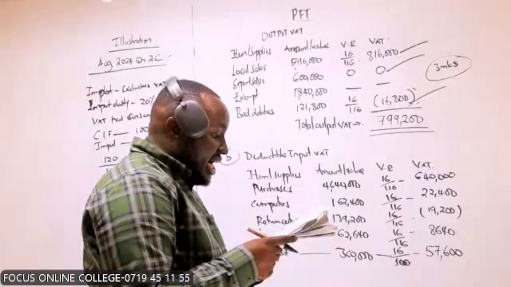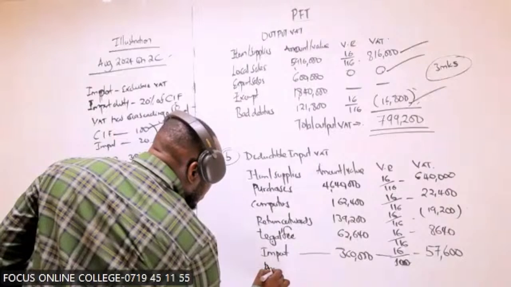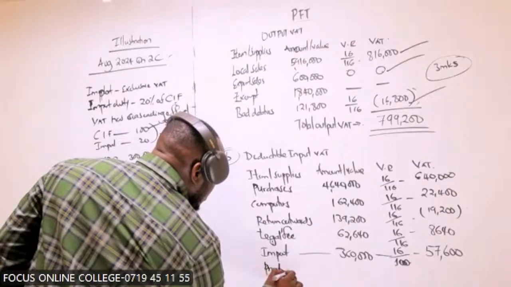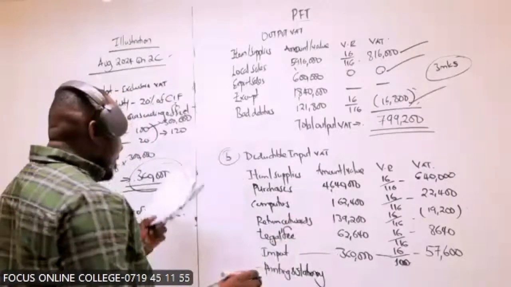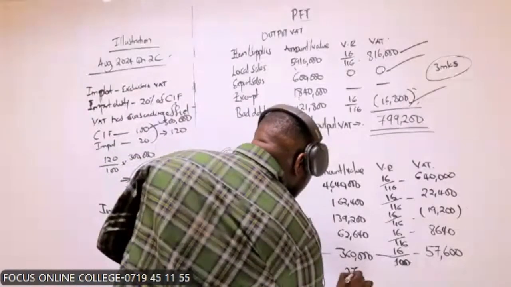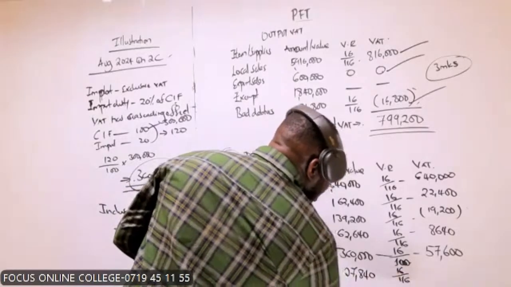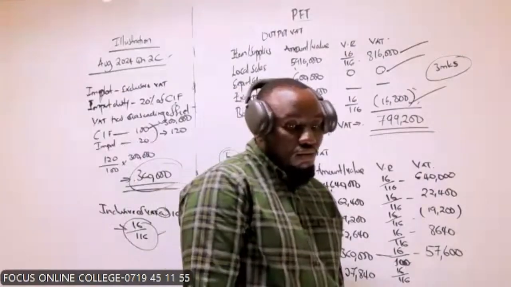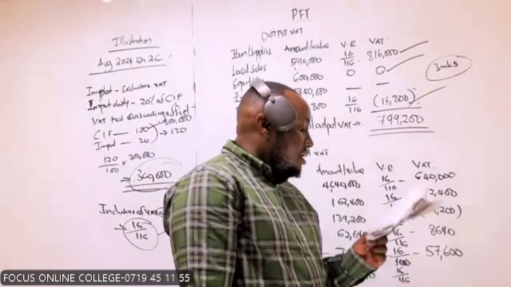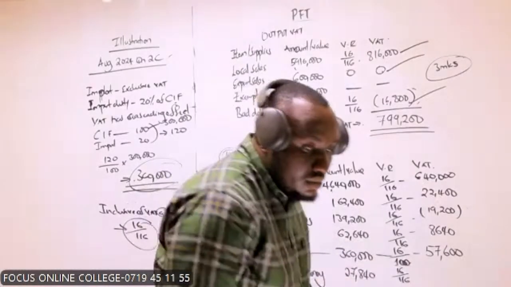Then we have the next, we call it printing and stationery. So for the printing and stationery, we have 27,840, 16 over 116. Get for that. Printing and stationery. 16 over 116. 840, what is the figure? 3840.